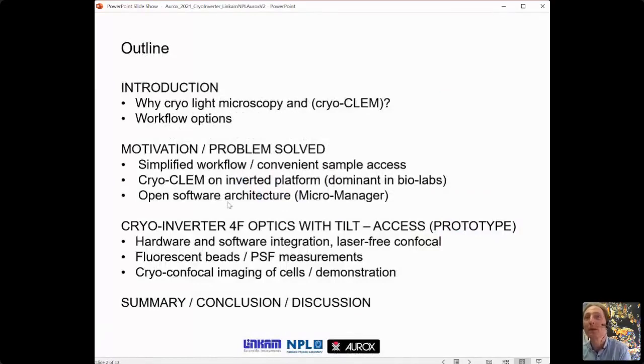First, we will start by talking about the benefits of cryo for those who are probably not yet on board with the technique, the different independent motivations why you might do cryo and correlation, and focus on some workflow options. Then we'll home in on the problem we have solved, extending the platform to inverteds, and show in more detail the adaptation optics we have built for the physical integration, as well as some software work.